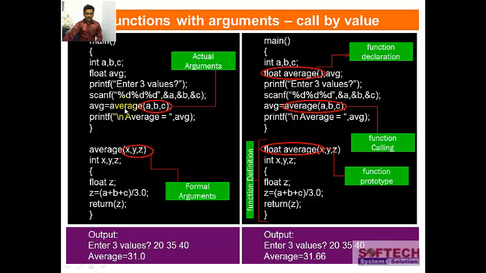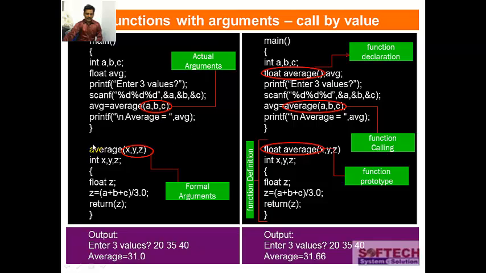Then through this statement, we call the average function. We pass three values: A is transferred to X, B is transferred to Y, C is transferred to Z, because A, B, C are integer variables, so here we declare integer variables. At the time of function calling we pass arguments. This kind of argument is called actual arguments.